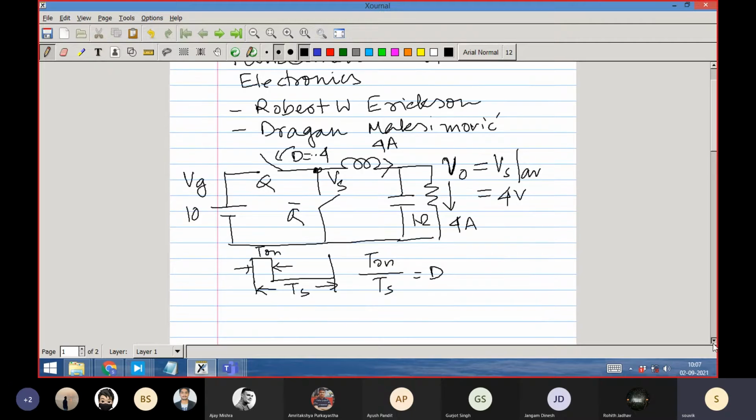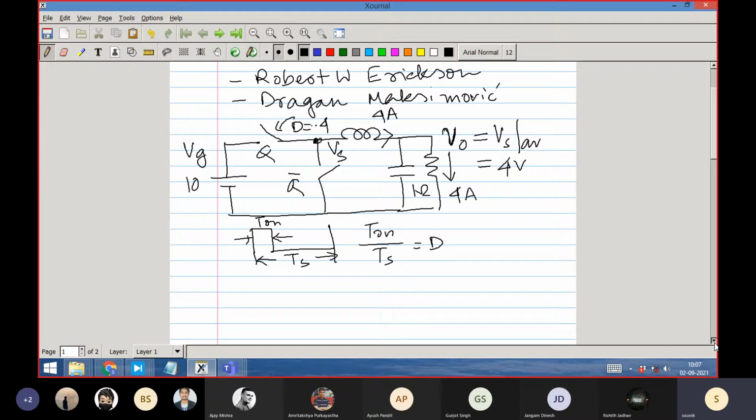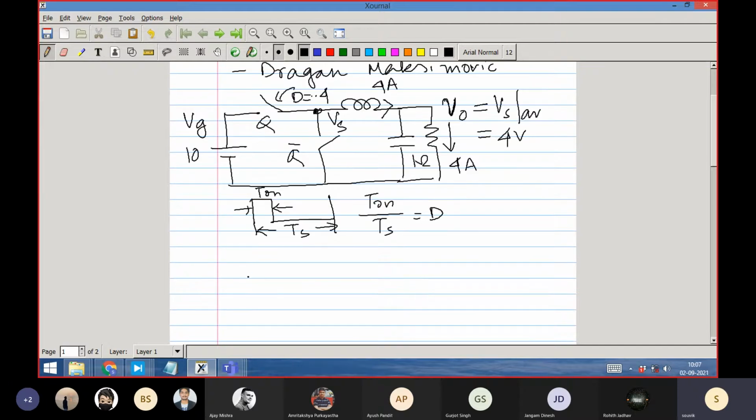So we know that when Q is on, the equivalent circuit could be thought of as 10 volt, switch on, therefore this is the equivalent circuit. When on state equivalent circuit is, yes, anybody, any question, please feel free. So the on state voltage is, this is 10 volt, the switch is on, Q is on, and obviously Q bar is off.